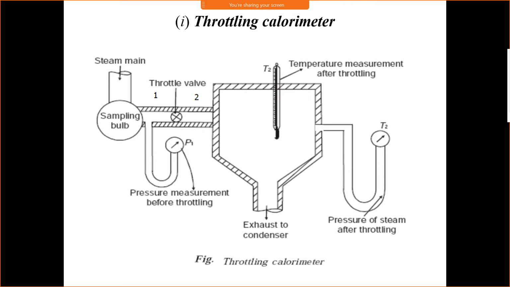To understand throttling calorimeter, let us understand what a throttling process is. The name of this calorimeter is throttling calorimeter because a throttling process takes place in it. Therefore, we need to understand the throttling process first. Throttling is a process in which enthalpy remains constant.